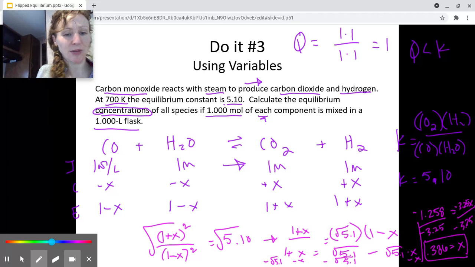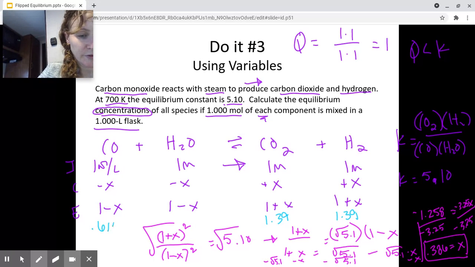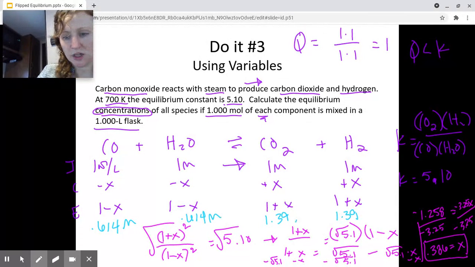right? I have to go 1 minus x or 1 plus x. So this is, how many sig figs am I keeping? 3? Okay, 1.39, 1.39, and this is going to be about 0.614, 0.614 molar, because we're talking about concentrations.